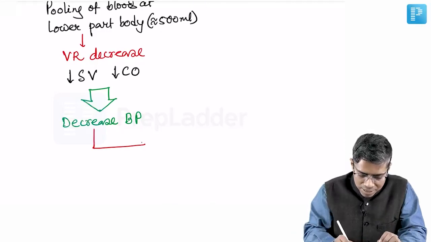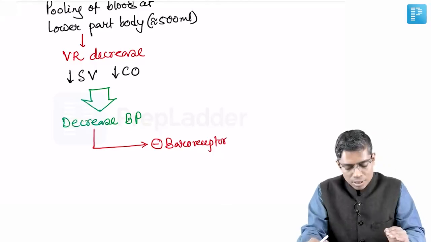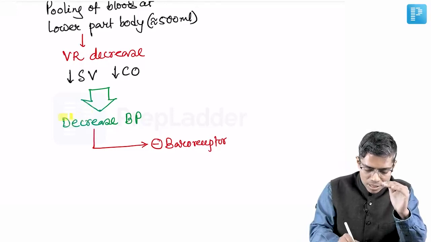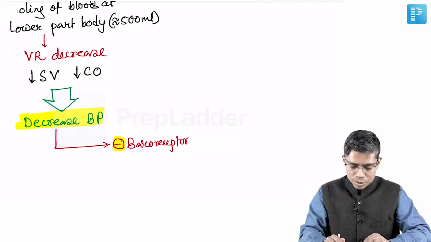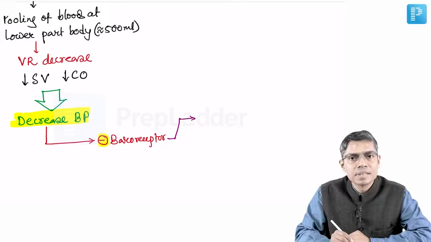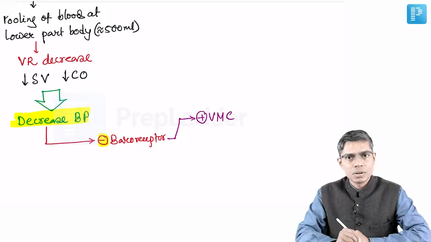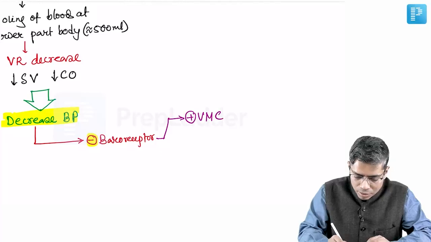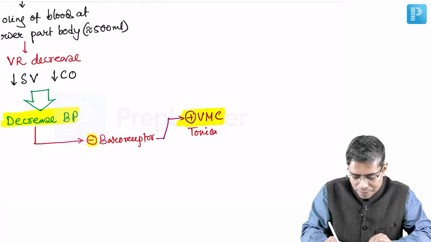So now, this will activate or inhibit the baroreceptor. This is going to inhibit the baroreceptor, because the baroreceptor will be active in high blood pressure, not in low blood pressure. Whenever blood pressure is decreasing, the baroreceptor will be less active, or I am writing here, the baroreceptor is getting inactive. Now, just now we have discussed, if the baroreceptor is inactive, this is going to activate the vasomotor center indirectly, or you can say the vasomotor center or VMC will be activated because of the tonic nature of this center, right?